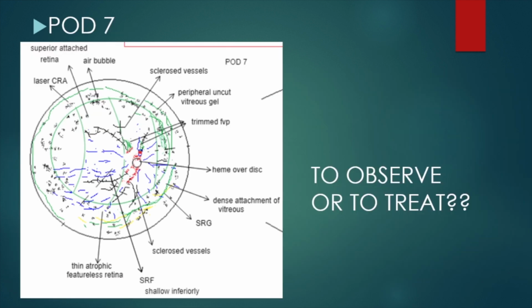Now, on post-operative day 7, we see that there is SRF present inferiorly, and a gas bubble is present. So what does it indicate? Has the SRF increased, or is it SRF which has been persistent since the first day of the surgery?